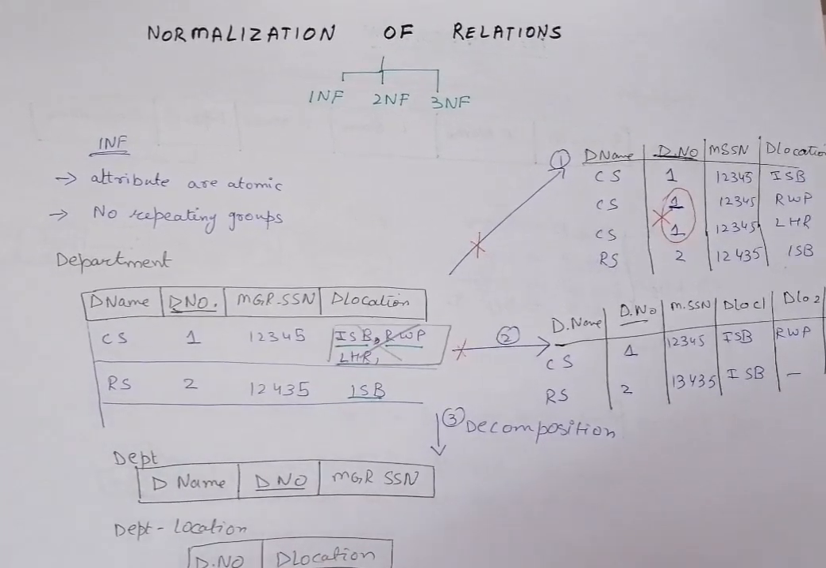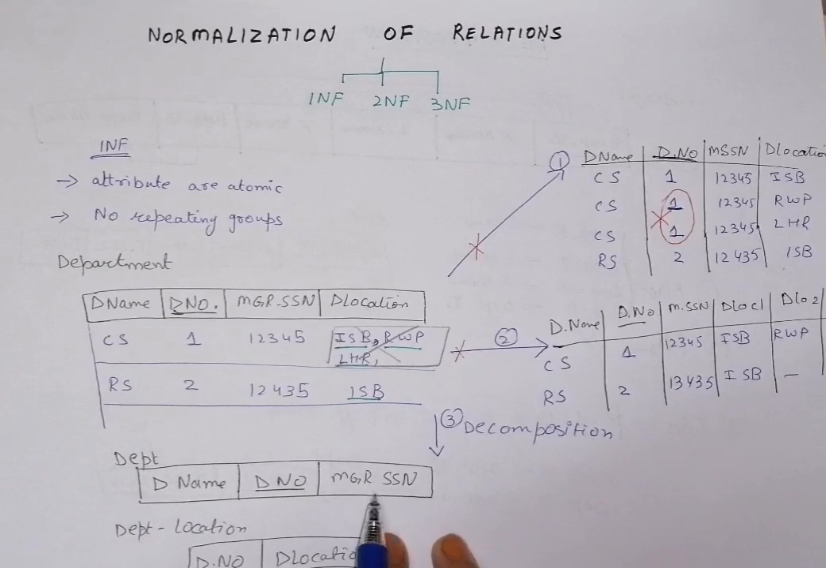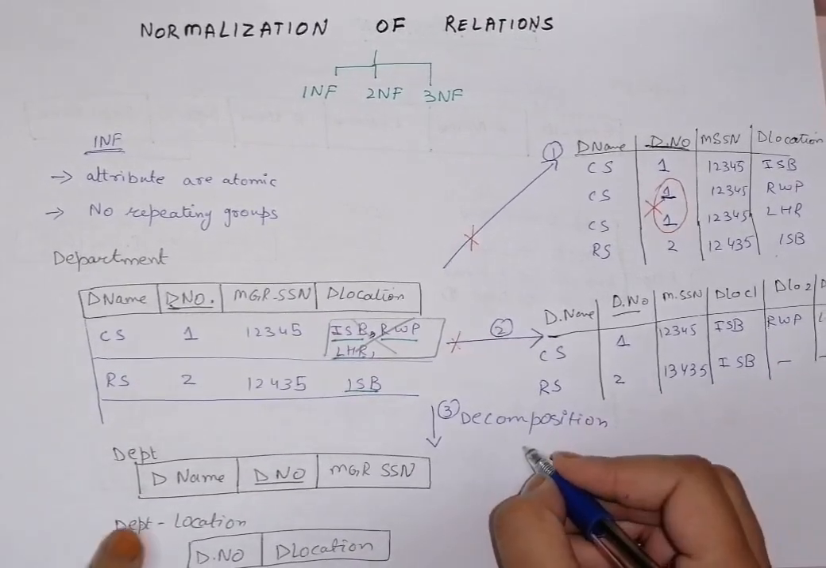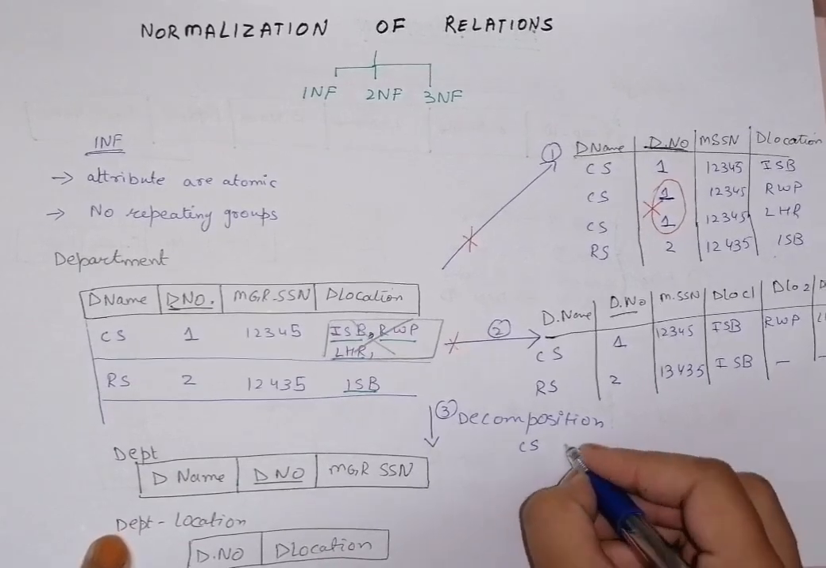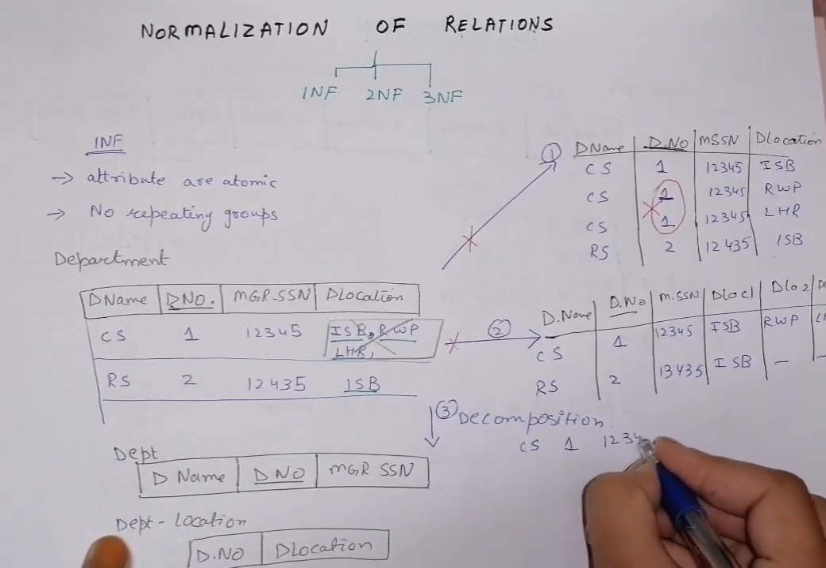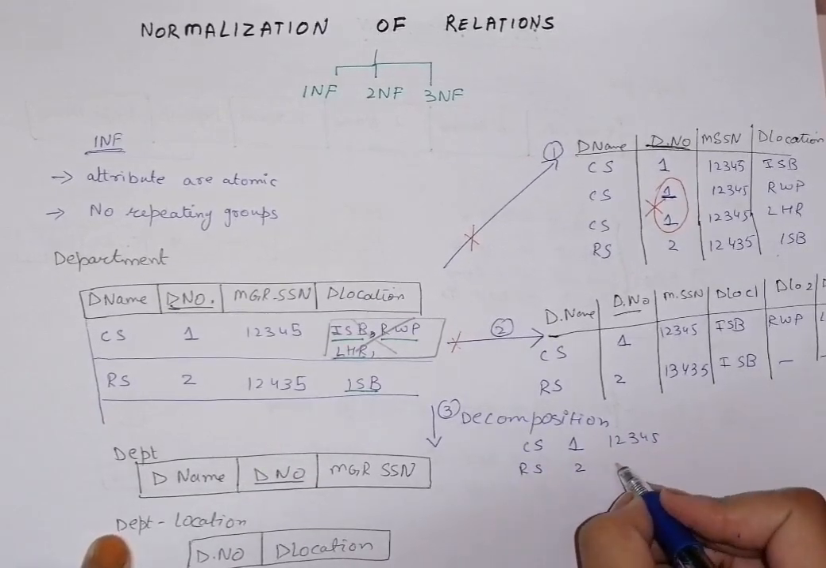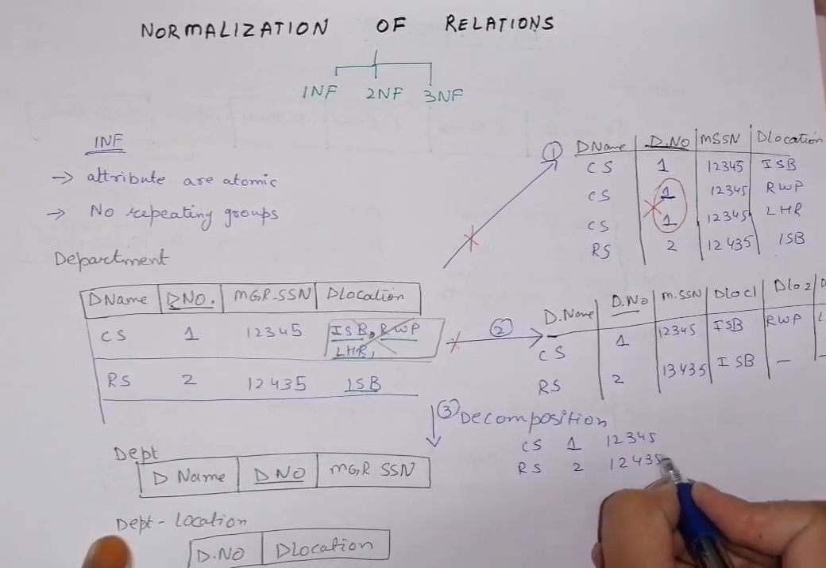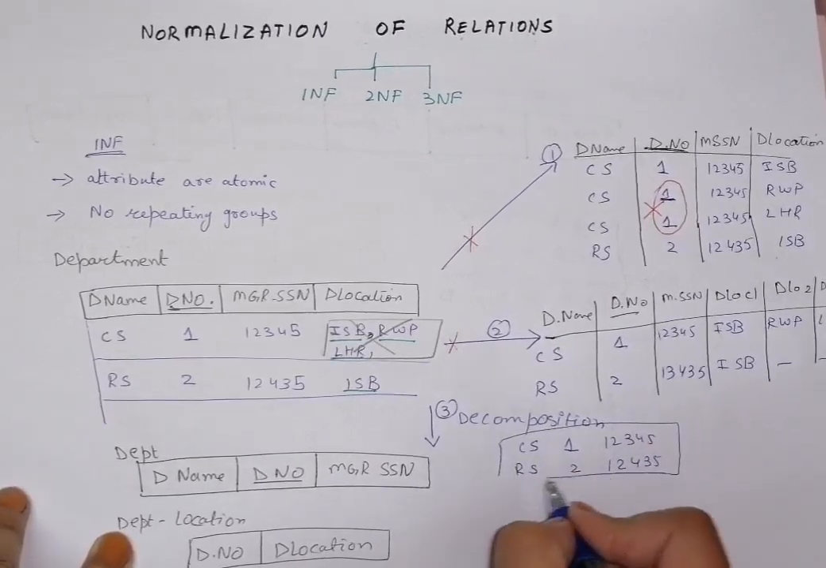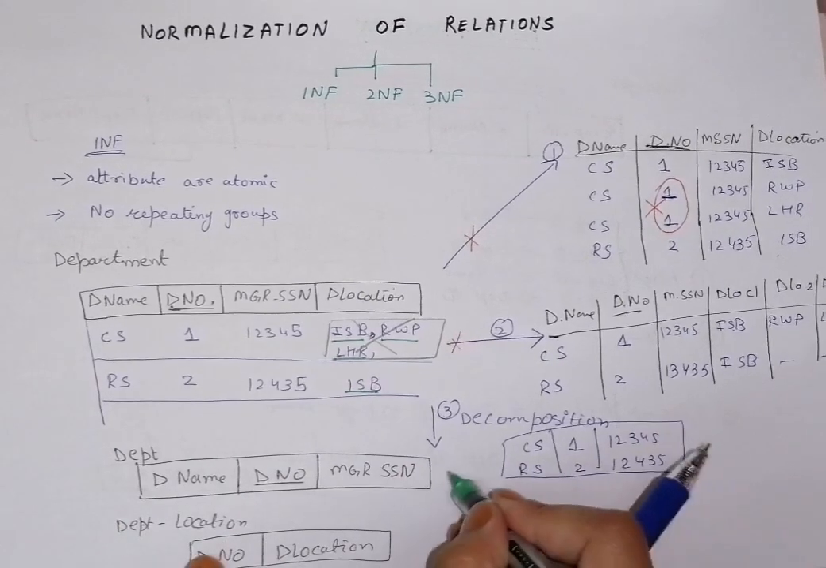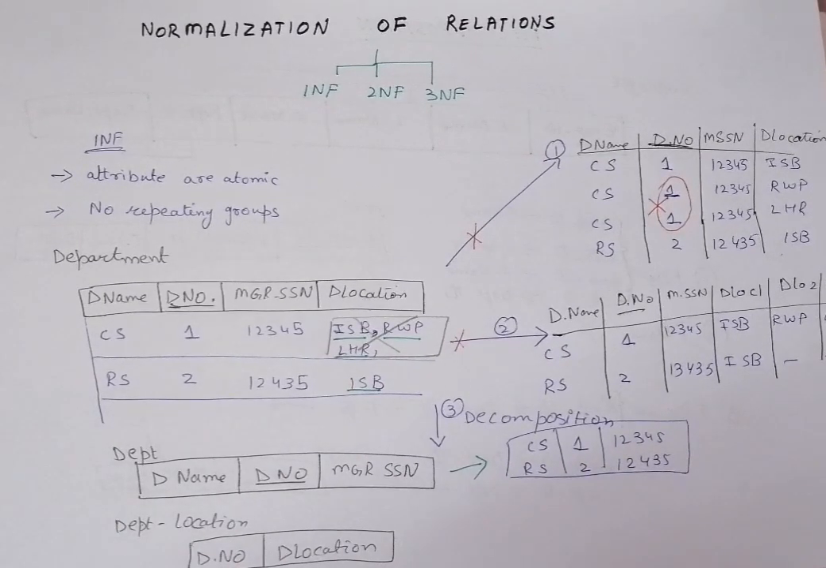By creating this type of table, what do we get as output? If I add data in this table, we get department name, let's say CS, department number 1, and manager SSN 1 2 3 4 5, whereas department name RS has department number 2, and manager SSN 1 2 4 3 5. If I expand this or convert this into DB tables, I receive this table.